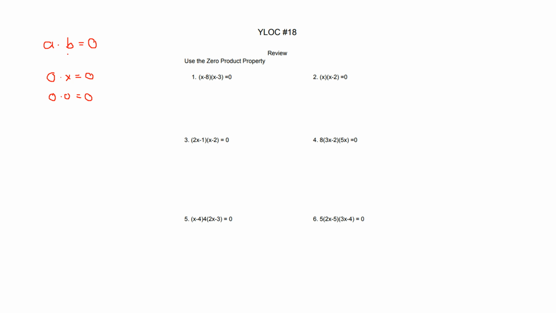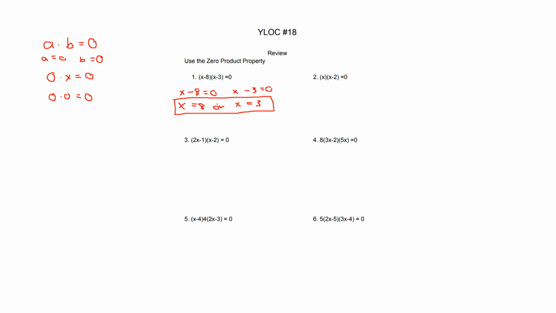So in the zero product property, we could do number one here as an example. X minus 8 times X minus 3 equals 0. You set both equal to 0. X minus 3 equals 0. So in this case, if we were to write it in this form, it's A equal to 0 and B equal to 0, and then we would solve. So for number 1, we would solve for x in both of these cases. So it would be x equals 8 because you move the 8 over. And then you move the 3 over here, so it just becomes x equals 3. So your answer is x equals 8 or x equals 3.